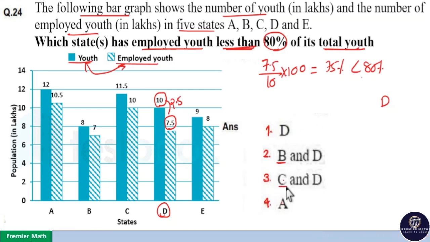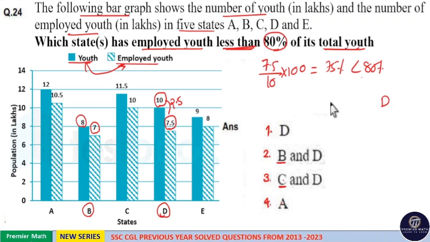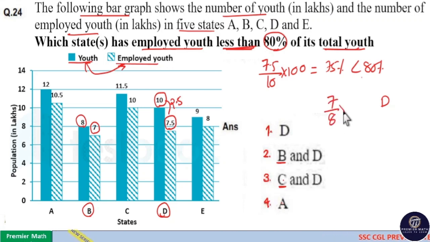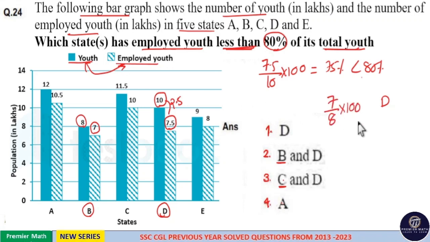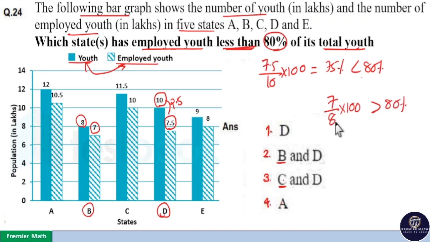Now, check for state B and C. In state B, 7 units of employed youth out of total 8 units of total youth. So, 7 by 8 into 100. This is definitely greater than 80%, because 70 by 8 itself is equal to 8 point something. So, this is around 86%. So, option 2 eliminated. Now, check for C.